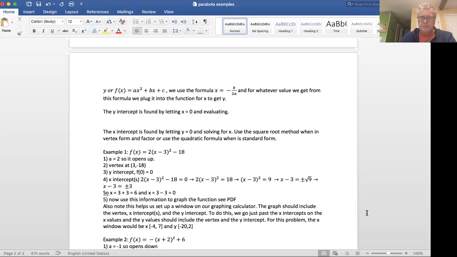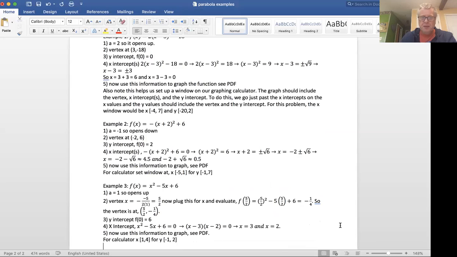I'm going to go back now to the handout. Let's look at example 2. I have another example here. This one is when f(x) equals minus the quantity (x plus 2) squared plus 6. Since there's a minus in front of the parentheses, that's a minus 1. So a equals minus 1. Since it's negative, it'll open down, and our vertex will be a maximum. Our vertex is at (-2, 6).